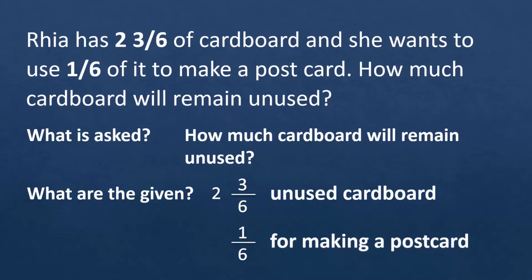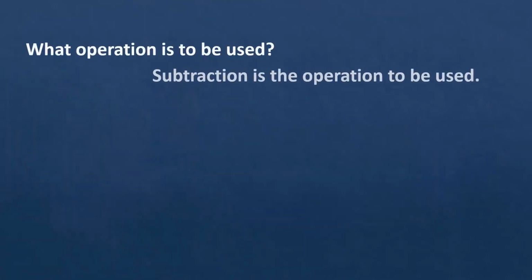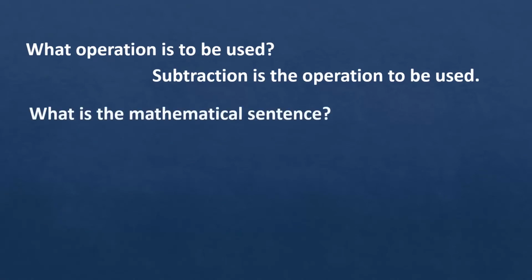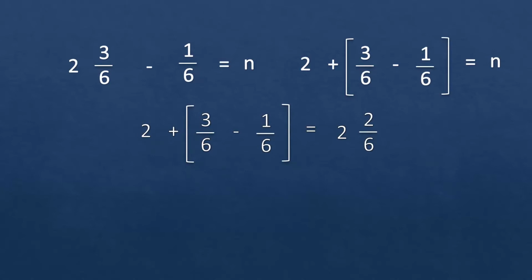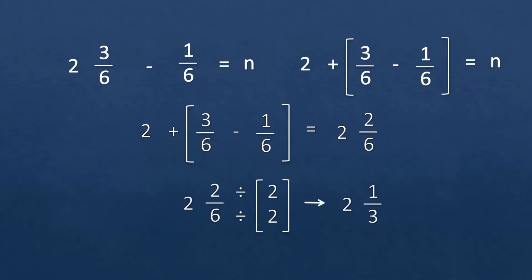What is the operation to be used? The operation to be used is subtraction. How about the number sentence? The number sentence is 2 and 3/6 - 1/6 = n. Let's solve it. Let's group the fraction first. Since 2 is a whole number, we can read it as 2 + 3/6 - 1/6 = n. Just like in addition, if the denominators are alike or similar, we can simply proceed to the operation. So 3/6 - 1/6 is equal to 2/6. So the answer is 2 and 2/6.